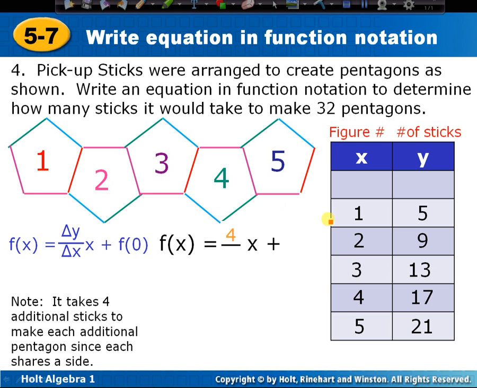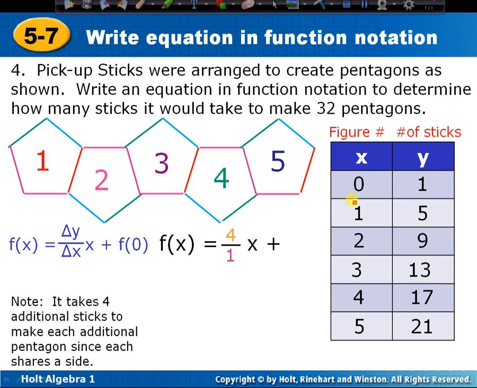Over here, each time we were going up by 1 figure. So over here, our change in x is 1. So we're going to say 4 over 1. Now, we don't know what our f of 0 is, and a lot of times we look at it and we automatically think, well, if there's no figure, then there's no sticks. Okay, that's not necessarily the case. We may have sticks, but we don't have enough to actually make the pentagon. So we actually have to still work backwards in our table.